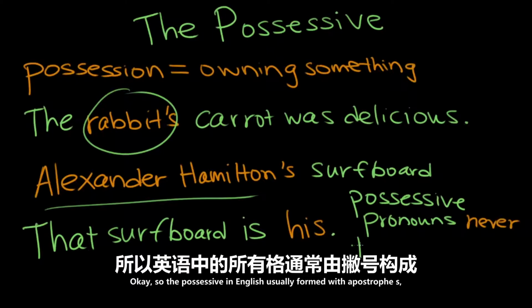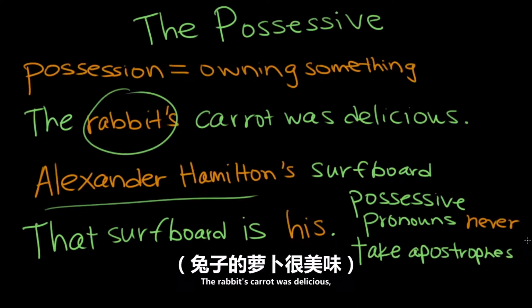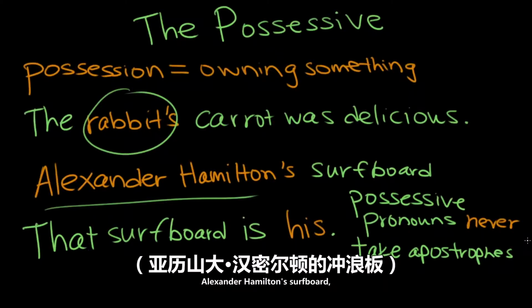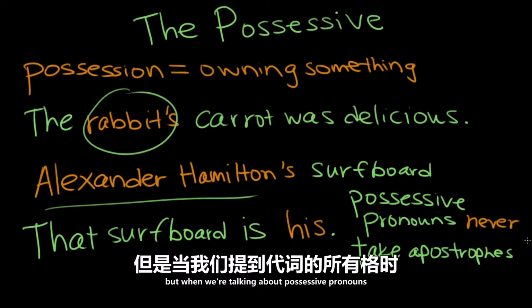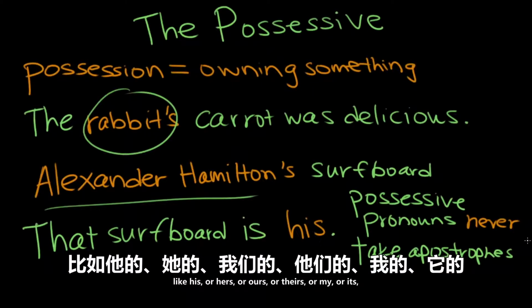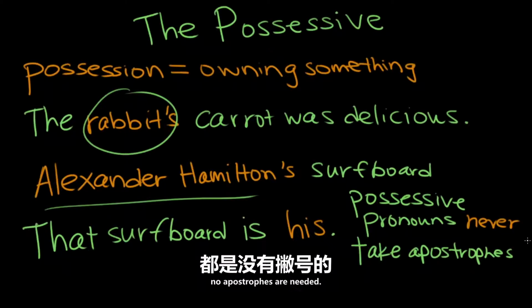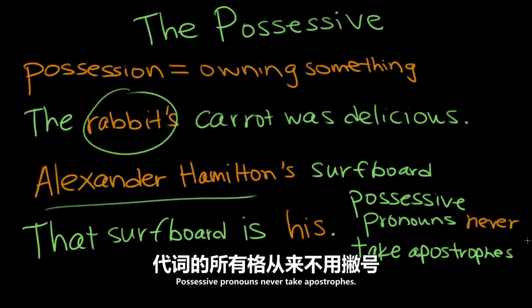That's right. So the possessive in English is usually formed with apostrophe S. The rabbit's carrot was delicious. Alexander Hamilton's surfboard. But when we're talking about possessive pronouns like his or hers or ours or theirs or my or its, no apostrophes are needed. Possessive pronouns never take apostrophes.